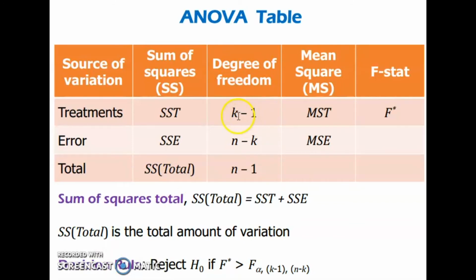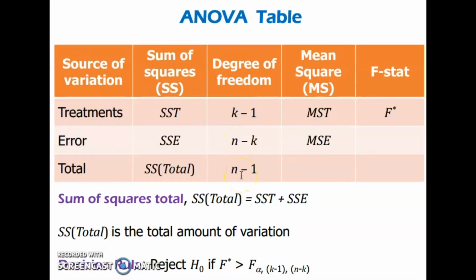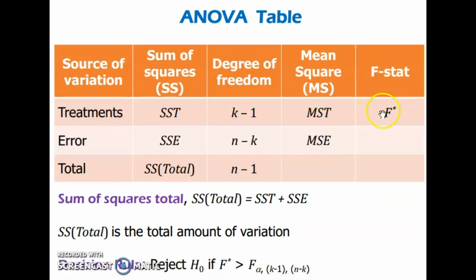So for degrees of freedom, if you add up k minus 1 plus n minus k, the k minus k goes to 0, so you are left with n minus 1. So basically, if you add the first row to the second row, you get the total row. And then to get the MST, the mean square treatments, you just divide SST over k minus 1. To get MSE, it is SSE divided by n minus k. And then when we divide MST by MSE, we have the F stats.